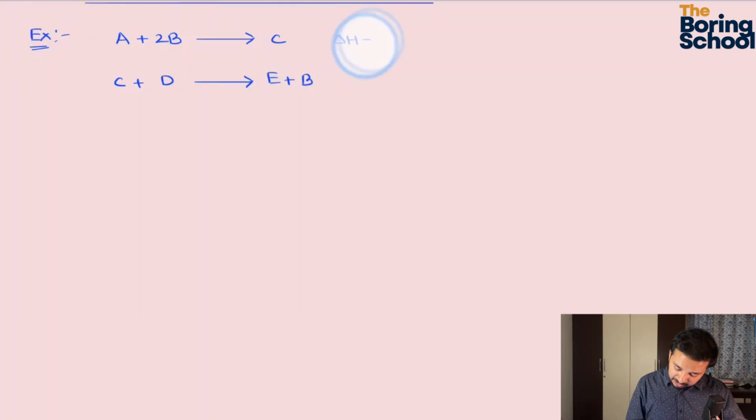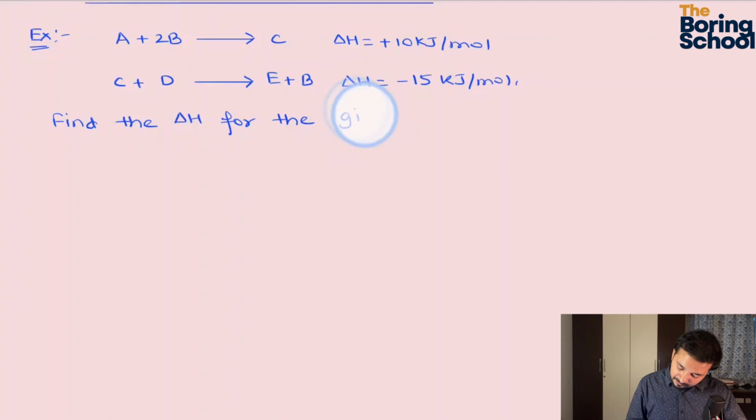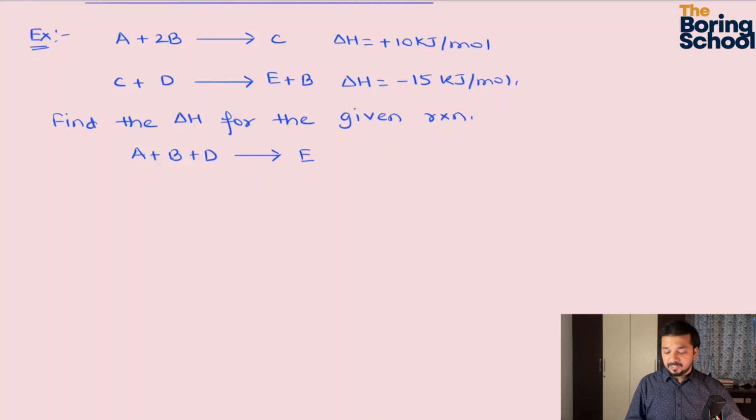Let's say for the first reaction, delta H is equal to plus 10 kilojoule per mole. And for the second reaction, delta H is minus 15 kilojoule per mole. So the question is, find the delta H for the given reaction. The given reaction is A plus B plus D giving us C.